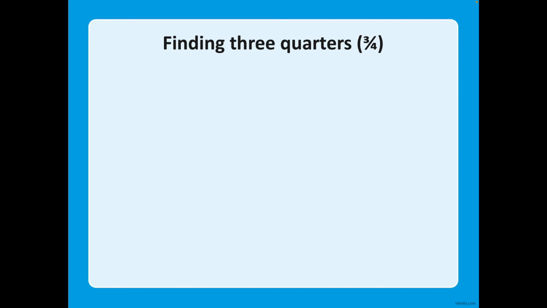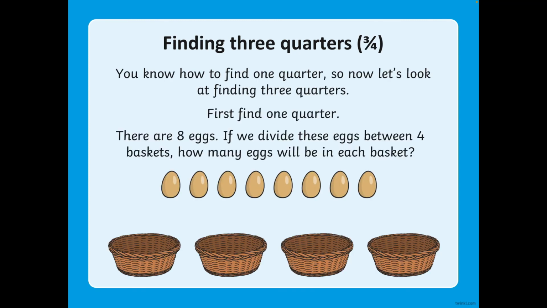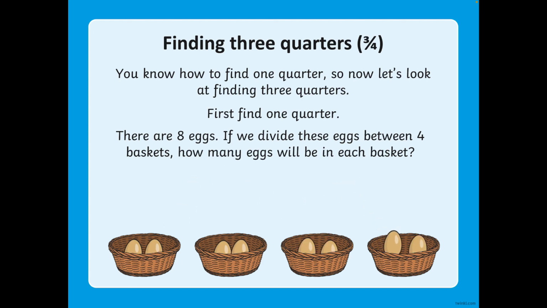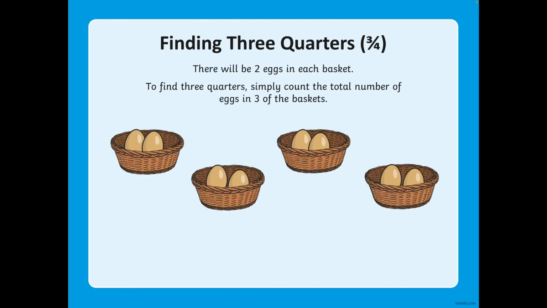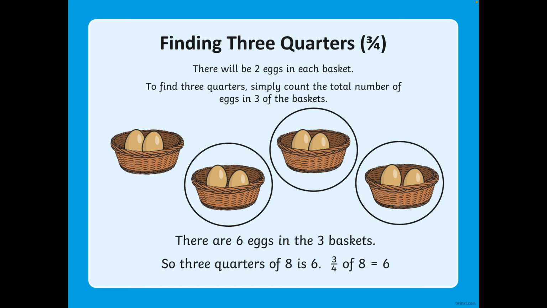Can we find 3/4? Well, to do that, we need to find 1/4 first. There are 8 eggs. If we divide these eggs between the 4 baskets, how many eggs will be in each basket? That will give us a quarter of our 8 eggs. Well done, 2 eggs in each basket. So to find 3/4, we simply count the total number of eggs in 3 of the baskets. That will be 3/4. There are 6 eggs in 3 baskets. 3/4 of 8 is 6. This is how we write it.